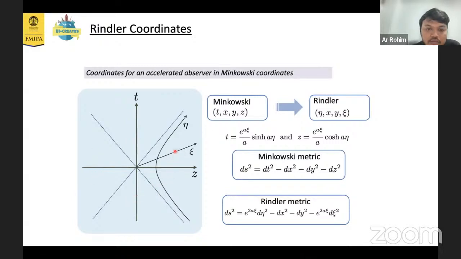This area corresponds to the right Rindler space, and this one corresponds to the left Rindler, and this one corresponds to the future Kasner, and this one corresponds to the past Kasner. And the Minkowski metric is given by this one. And if we use these transformations, we will obtain the Rindler metric. And this Rindler metric will be useful when we want to solve the Dirac equation.